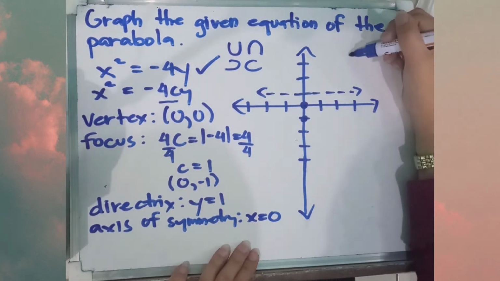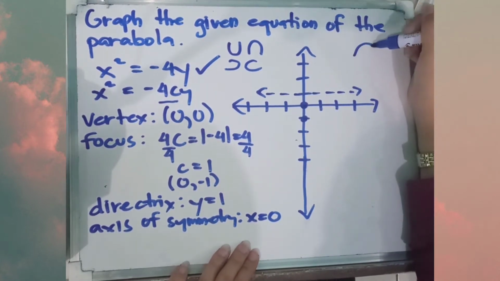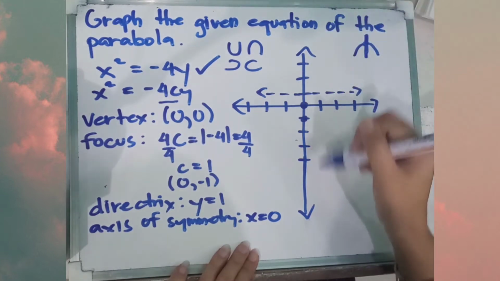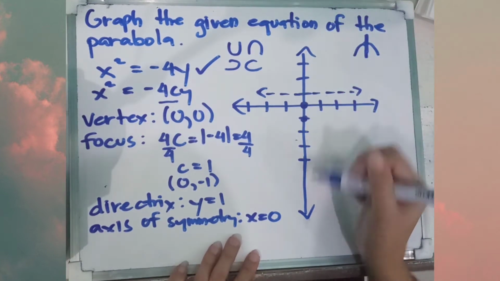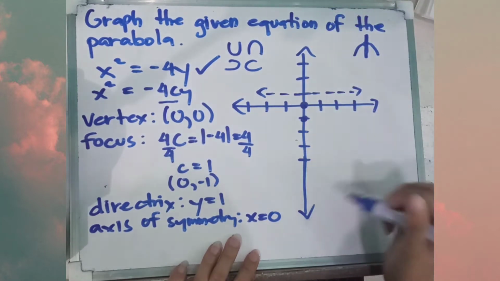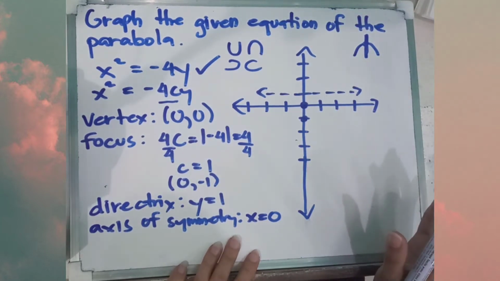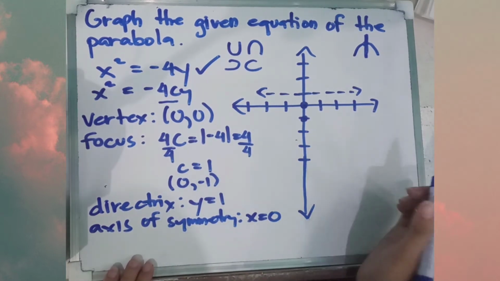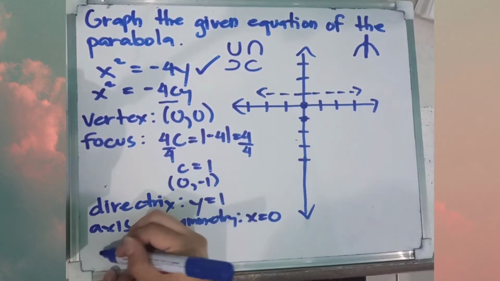So if our parabola is opening downwards, and that's our vertex, the axis of symmetry is that certain line. Here in this example, our axis of symmetry is simply the y-axis. Okay. Next, let's determine the two endpoints of the latus rectum.